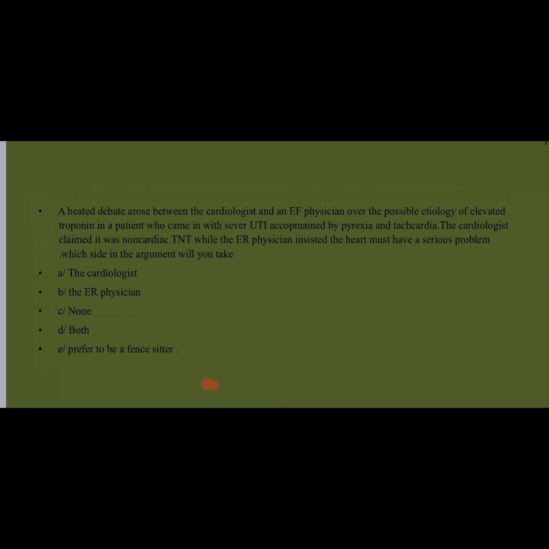A heated debate arose between the cardiologist and ER physician over the possible etiology of elevated troponin in a patient who came in with severe UTI accompanied by pyrexia and tachycardia. The cardiologist claimed it was non-cardiac troponin, while the ER physician insisted the heart must have a serious problem. Which side in the argument will you take? The cardiologist, out of bias, or the ER physician? None, both, or do you prefer to be a fence-sitter? In this argument, I really don't know. So which one do you think is right?